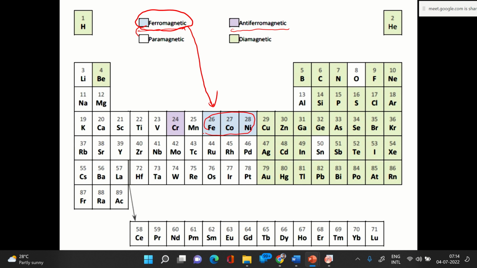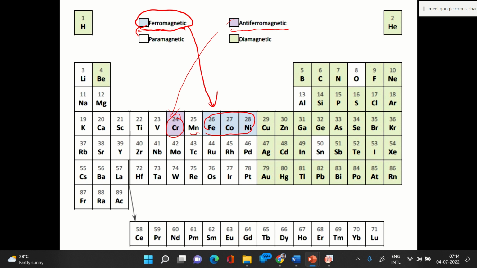And in the same picture, in the 3d series, chromium is the only element that shows antiferromagnetic property. And then you have the rest, and we'll learn about these terms one by one. Our main focus will remain on the ferromagnetic materials, because that is what goes into the making of devices.